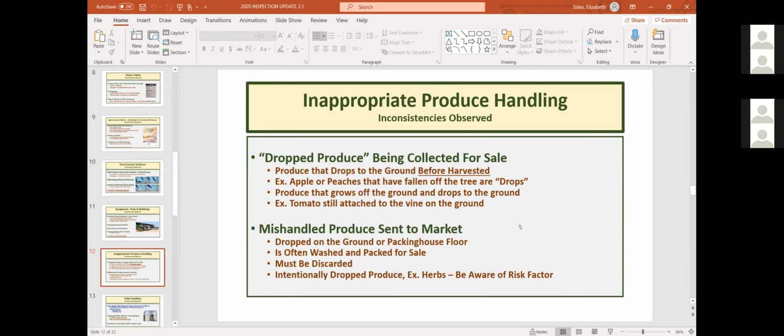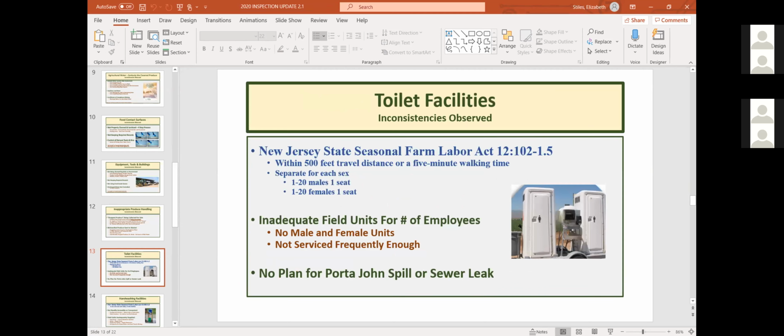Okay, for toilet facilities, there is a law, the New Jersey State Seasonal Farm Labor Act, that says that toilet facilities need to be within 500 feet travel distance or a 5-minute walking time. And they also need to be separate for each sex. 1 to 20 males requires 1 seat. That would be 1 porta-john or 1 toilet seat. And the same, 1 to 20 females get 1 seat too.